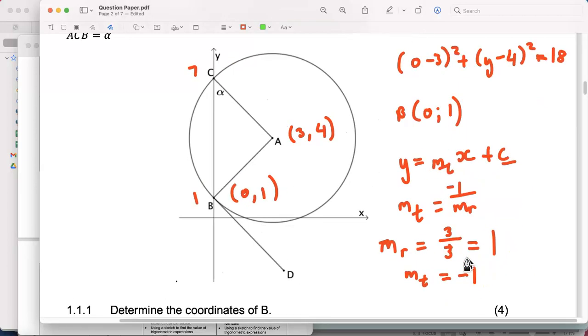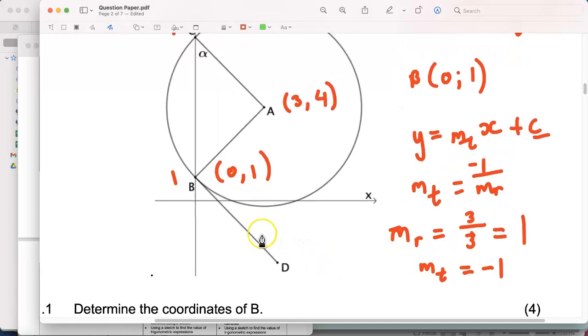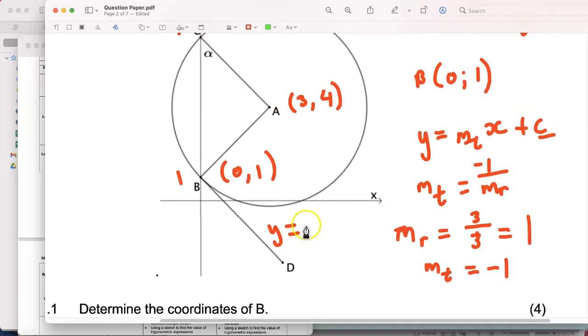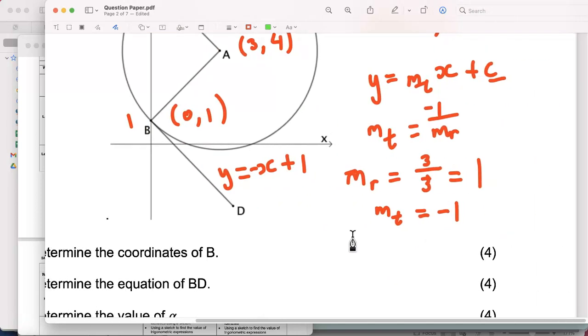And so that's then where I get my answer very easily, that this gradient, this is equal to y equals negative x plus 1. Oops, this is not working. Sorry. There we go. Let's try that again. Negative x plus 1. Okay. There you go. That makes sense, doesn't it?